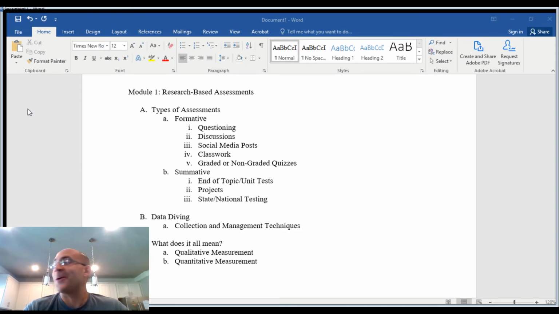Now, part C, what does it all mean? Well, so there are two measurements that we talked about, right? So the summary is formative assessments really give you a qualitative measurement where you are looking for attitudes, behaviors, cognitive abilities that can't be measured with a numeric number, but more so as your feeling for the students, right? Your feeling about what they know, your feeling about how they respond to you.